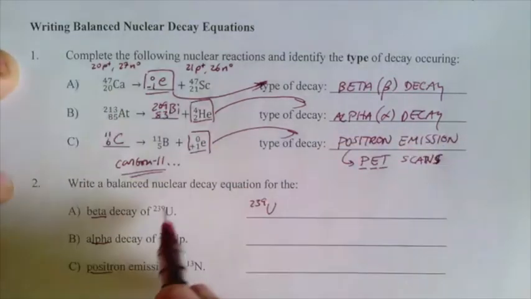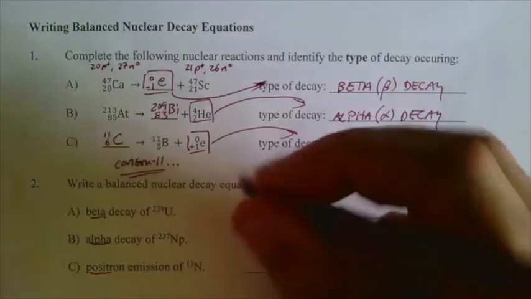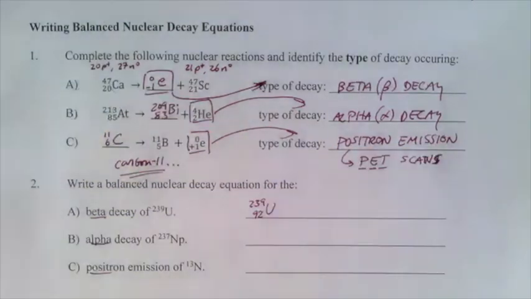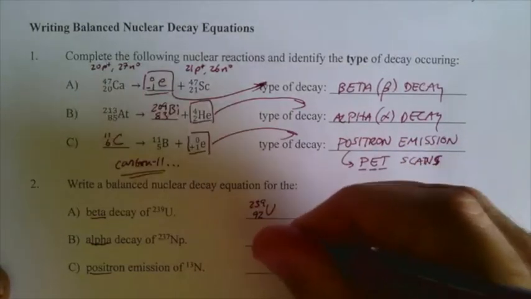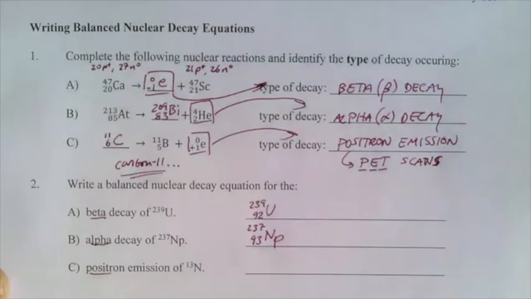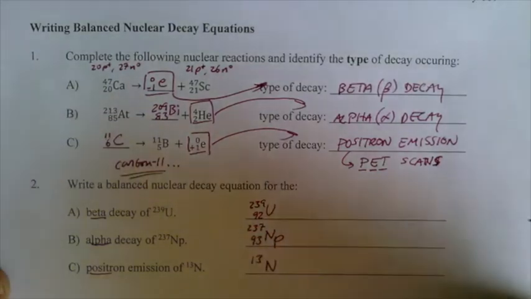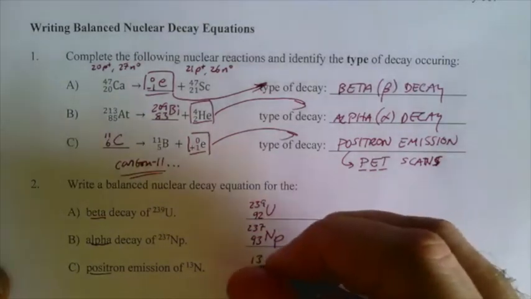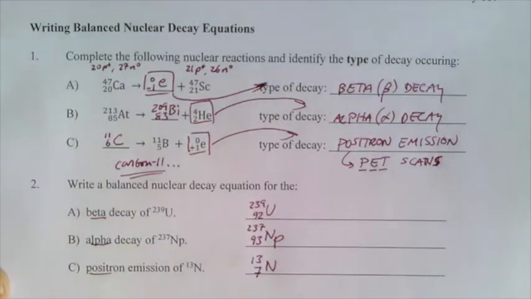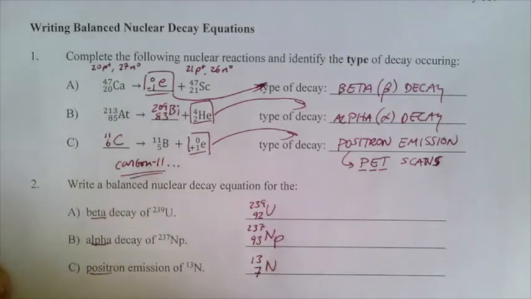uranium-239. You'll notice in this case I've left out the atomic number, but that certainly shouldn't stop you. You can always go to the periodic table and find that uranium has 92 as its atomic number. Same thing here, neptunium is right after that, 237, but an atomic number of 93. Nitrogen, meanwhile, being a different isotope of nitrogen, N-13, we know that its atomic number is 7. And even though it may not appear on these, if you're asked to write a balanced decay equation, put in the atomic number. It's going to make your life a lot easier.